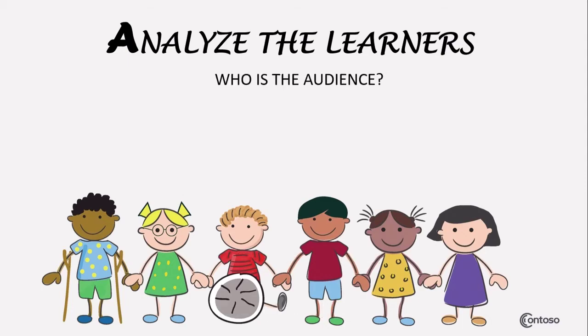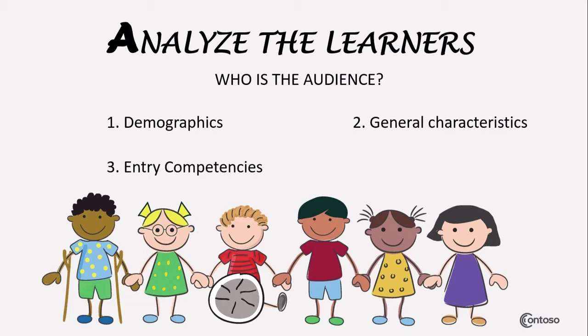In this section, we think of who the audience is, like their demographics, their general characteristics, entry competencies, and also their learning preferences. Now, with the learner as the center of the instructional process, our initial consideration is to get a clear picture of the learner's learning style, age level, interests or preferences, background, special needs, and cultural diversity.